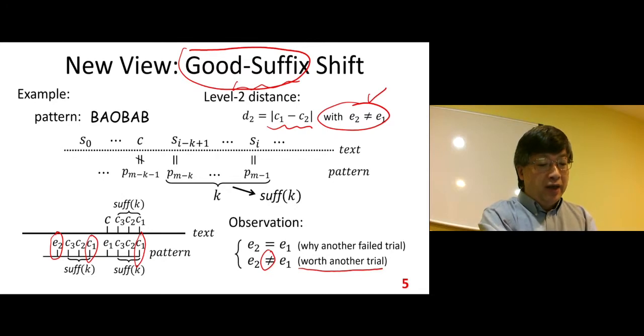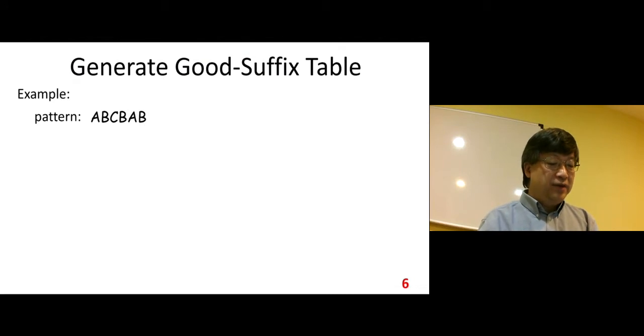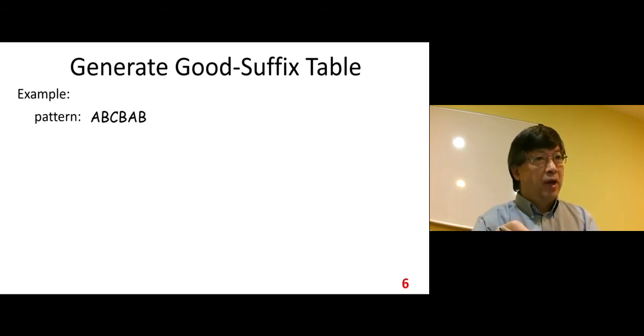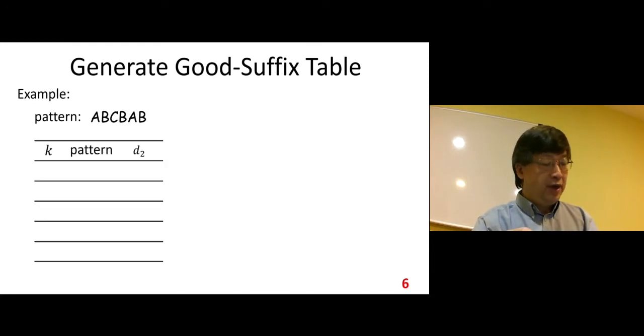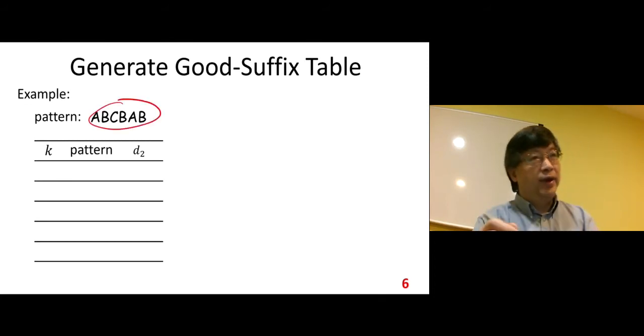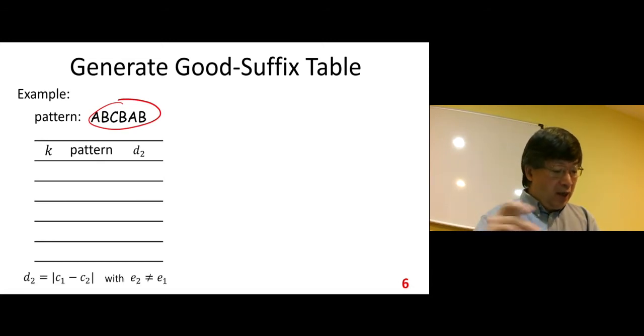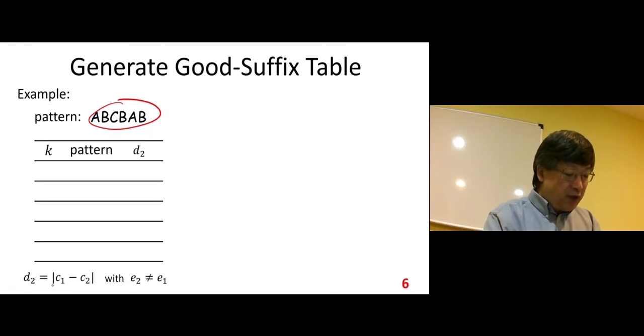All right, so we define the level 1 and level 2 distances. Now we can work on a real example: generate the good suffix table. How do we generate the good suffix table? Let's use a simple example. This is the pattern. How do we calculate the D2 distances? The definition is like this.